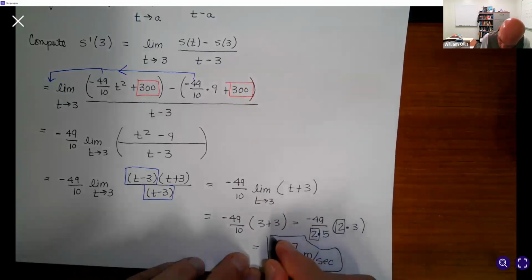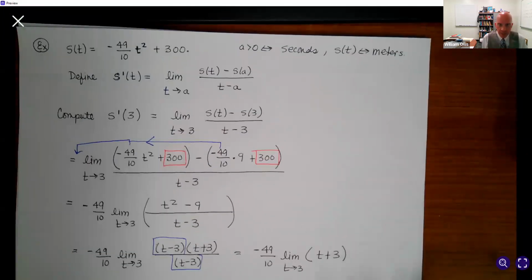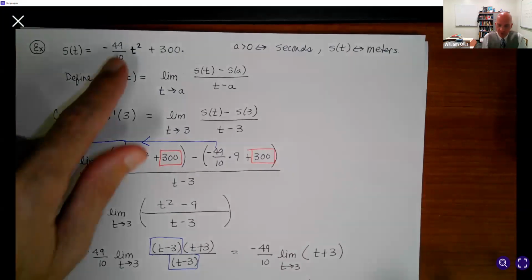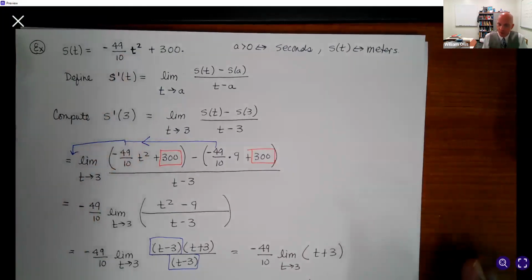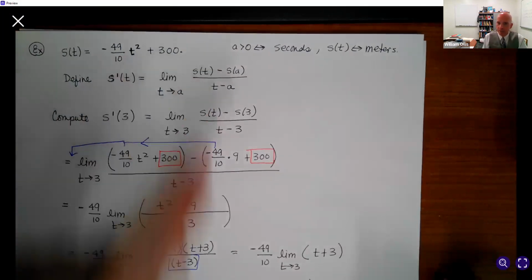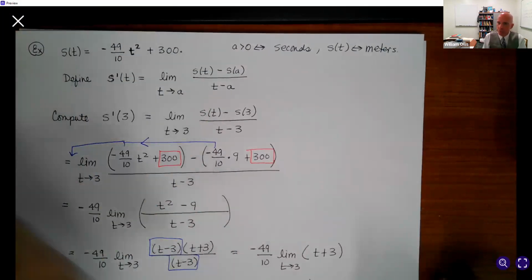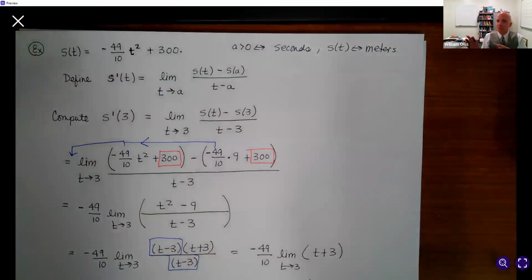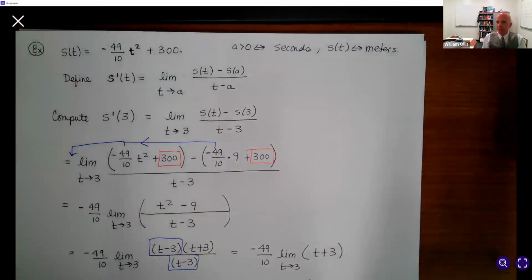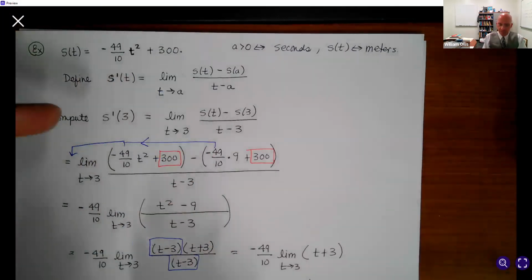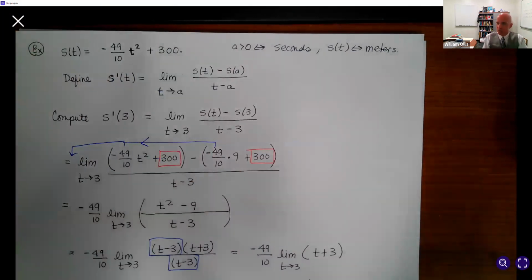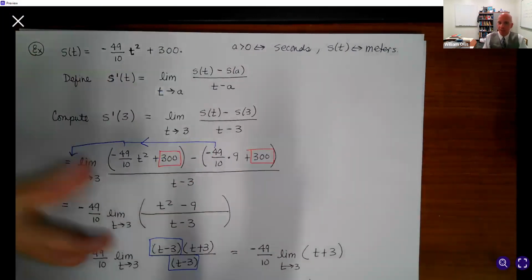So this is an interesting problem. You're thinking, well, it's a fairly simple position function, and we did this for a particular value. So what I might ask you to do is try it for A. Just do it in general and see what you get, and then substitute the value of A as 3 and see that you get the same thing. That would be a nice exercise.